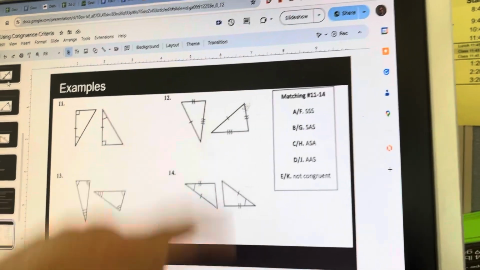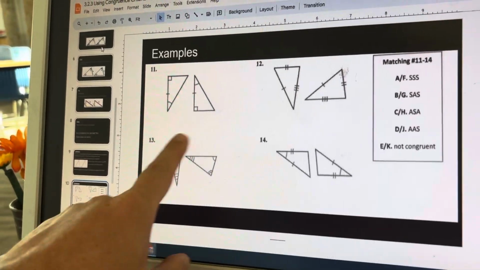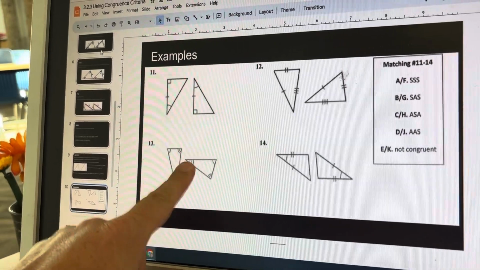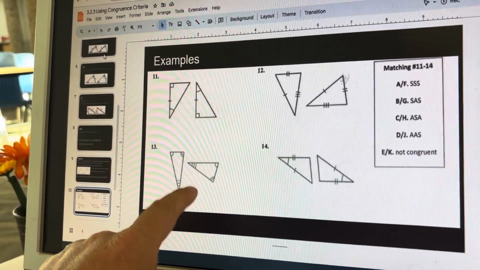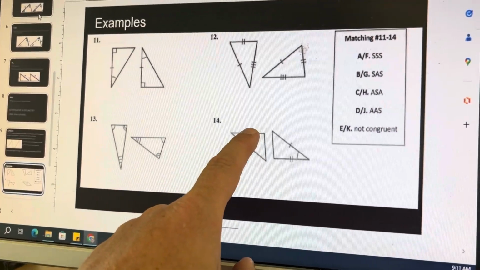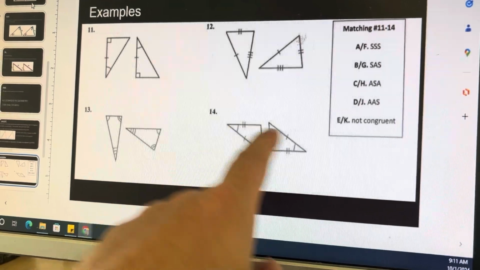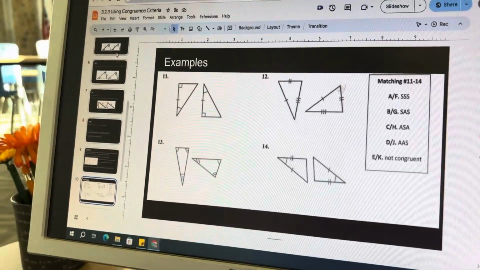Number 12, all the sides are marked, so this is going to be side, side, side. Number 13, this is angle, angle, angle, so it means they are not congruent. At least we can't prove it with what we have. Then this one down here, we have a side, we have another side, and we have the angle that's between those. This is going to be side, angle, side.